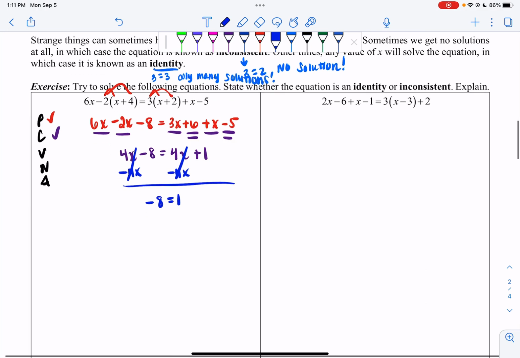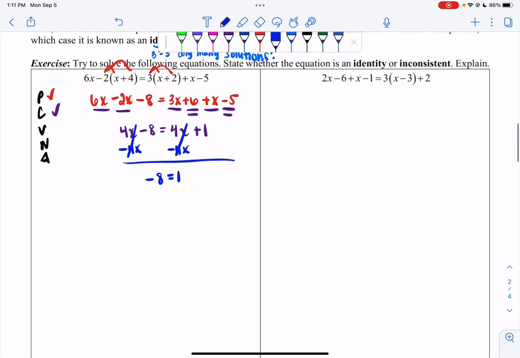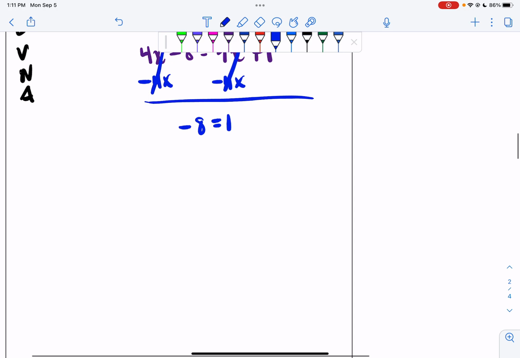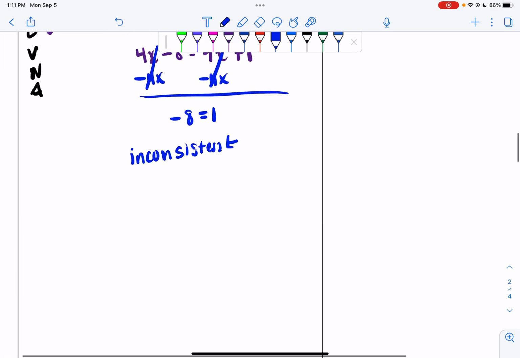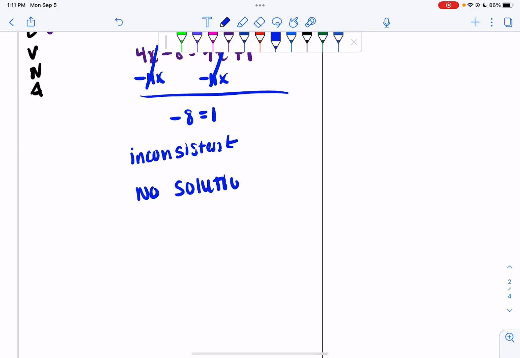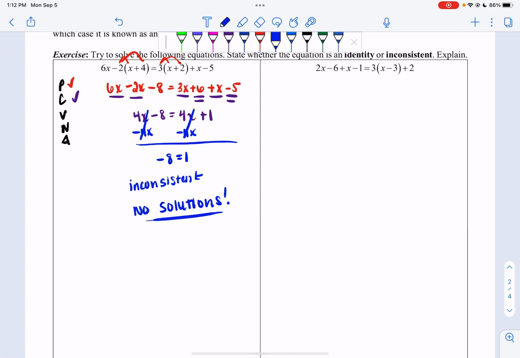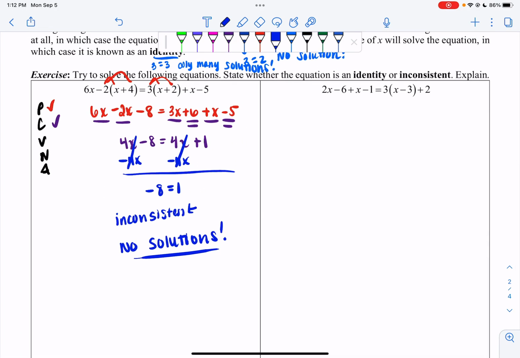So what that means right now is this is inconsistent. This is not going to work. This is not nice. So this is inconsistent. And what that means is no solutions. So that means you can't plug in a value of x to this equation and get the same thing on both sides of your equal sign. It's just never going to work.